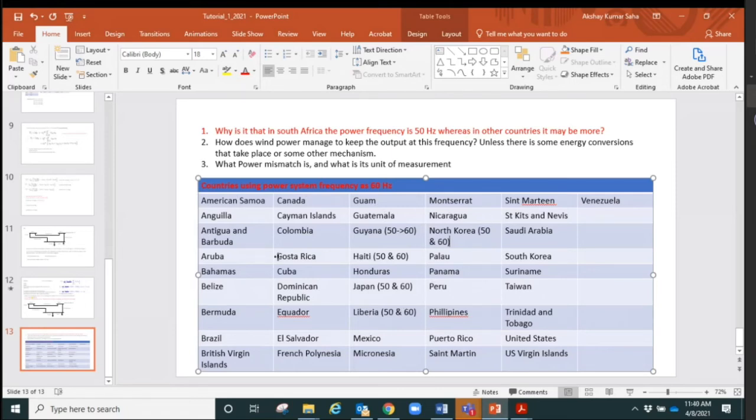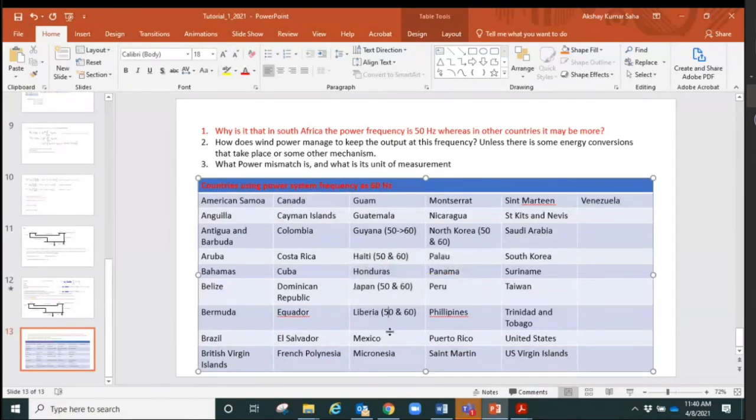there is a mix at the moment. Some countries are operating at 50, some countries are operating at 60, some countries are operating at both 50 and 60 Hz. And the choice is on the policy makers or the people who are on the implementation side and decision making side and things like that. So South Africa has 50 Hz, India also has 50 Hz. And if you go to the United States, then you will find 60 Hz. If you go to Canada, you find 60 Hz, big ones. And if you go to Japan, you get both 50 and 60.